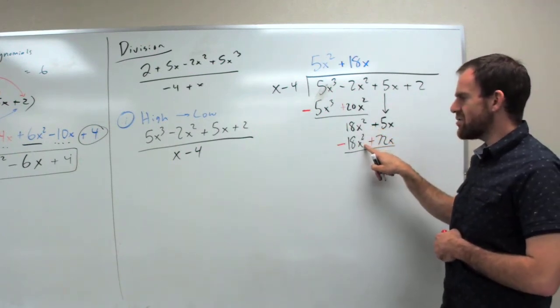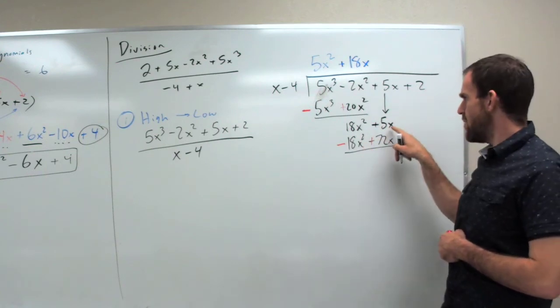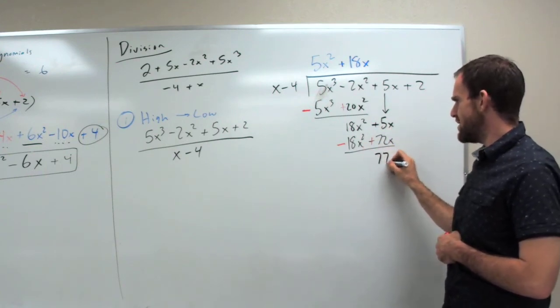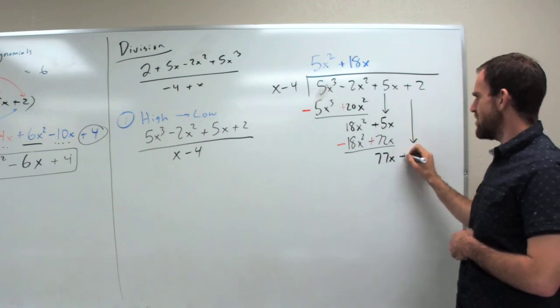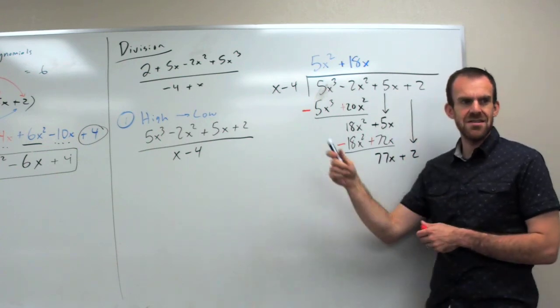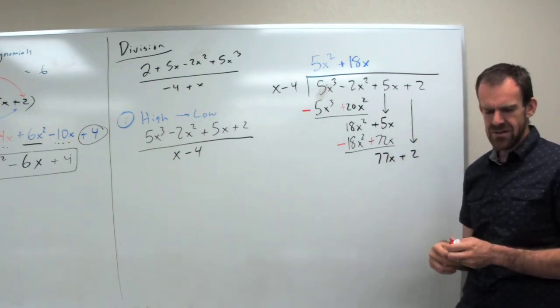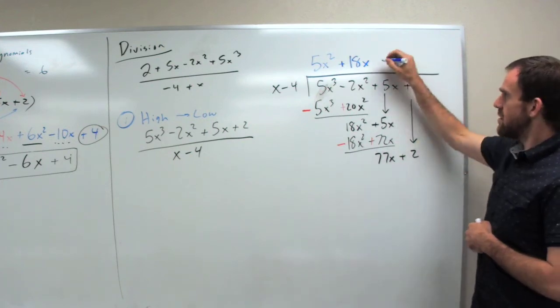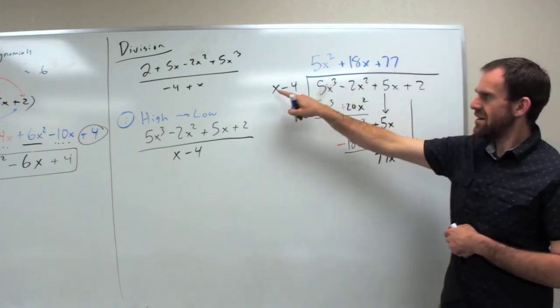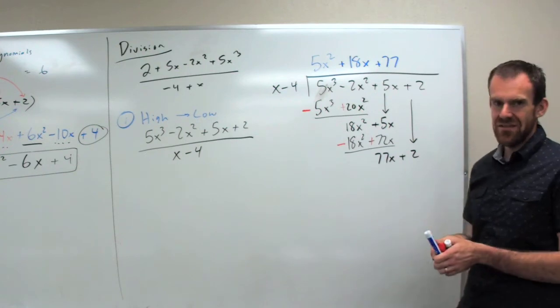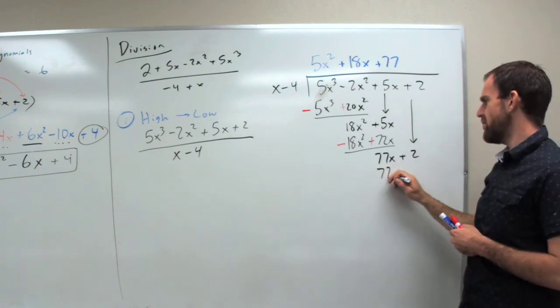So 18x squared minus 18x squared is 0. 5 plus 72 is 77. Bringing down the next term. How many times does x go into 77x? 77 times. 77 times x is 77x. 77 times 4 is?